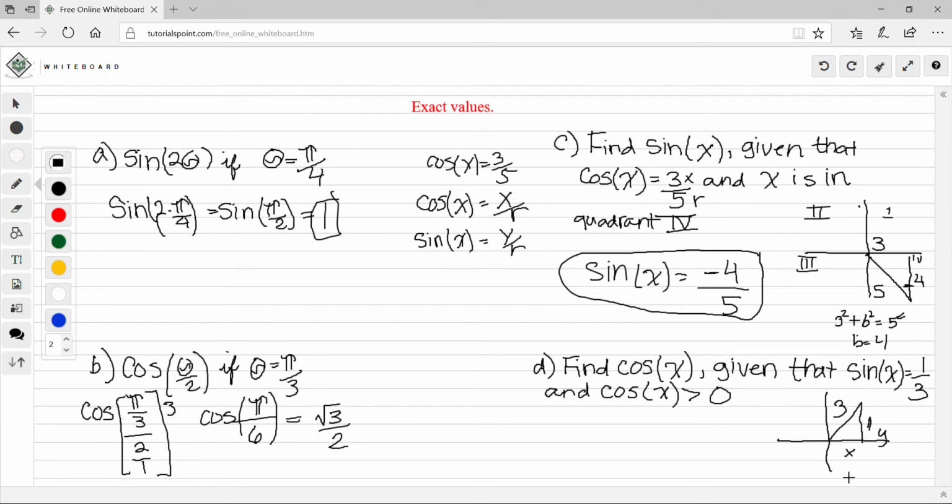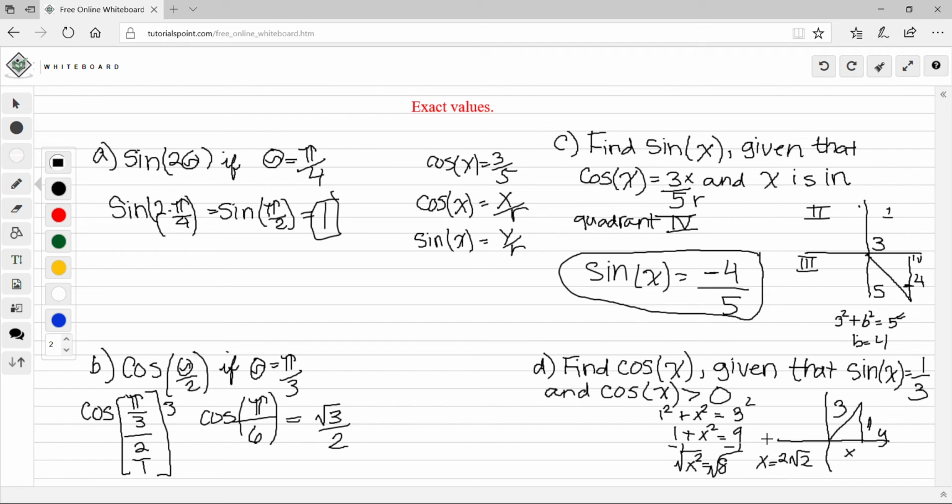Now we've got to find the x value. I don't know what x value is, so I'm going to use the Pythagorean theorem. So it's 1 squared plus x squared equals 3 squared, right? So 1 plus x squared equals 9. Subtract 1, subtract 1. So x squared equals 8. And then you take the square root of that, so x equals the square root of 8, which is 2 root 2.